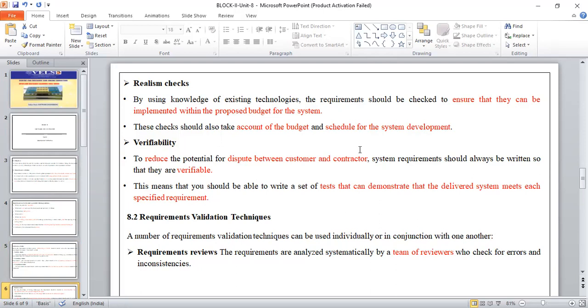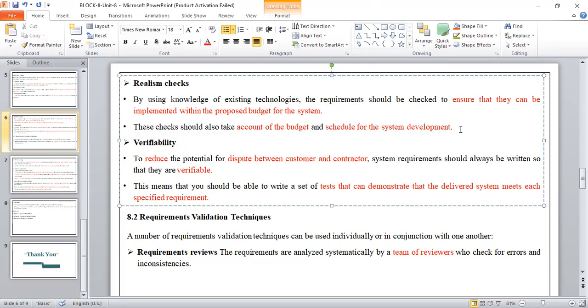And then also take into account the budget and schedule for the system. Not only the budget, also the schedule. Therefore, realism check means they will check against the time duration for the project development and the budget for the project development. These are the two checks done in realism. These are the two main parts of project development: the budget, the cost, and the time duration. Therefore, they are checked in realism checks.